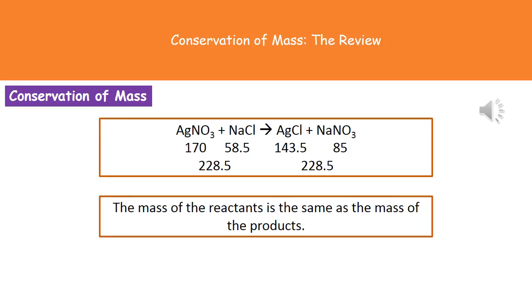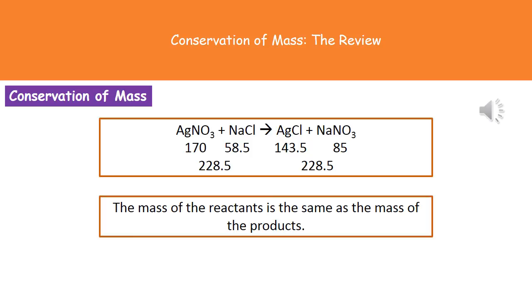To illustrate this point, we've got a little equation here that shows you how the masses remain the same. We start off with silver nitrate reacting with sodium chloride to make silver chloride and sodium nitrate. If we work out the relative formula masses for each of those chemicals, silver nitrate is 170, sodium chloride 58.5, and then for our products, silver chloride is 143.5, and sodium nitrate is 85.